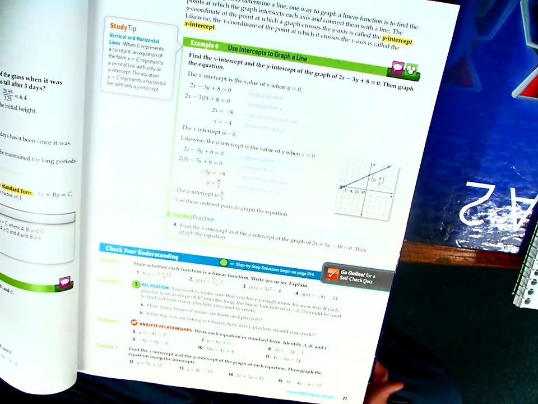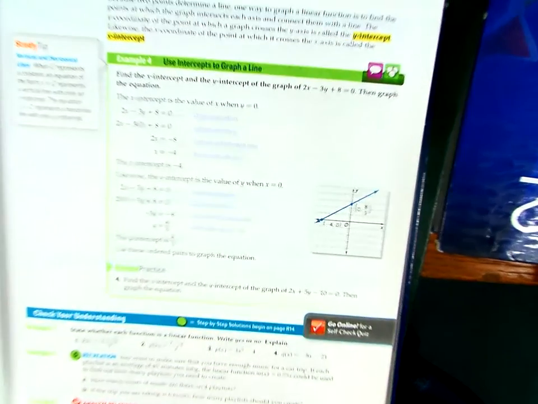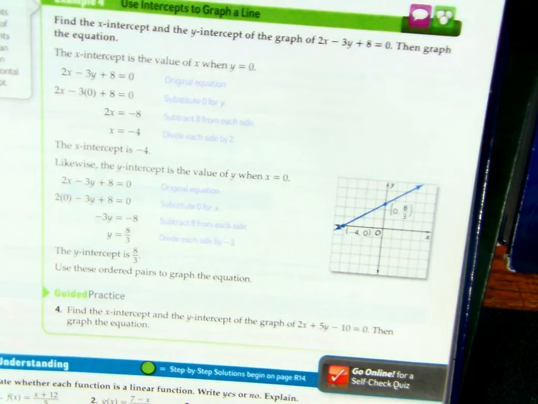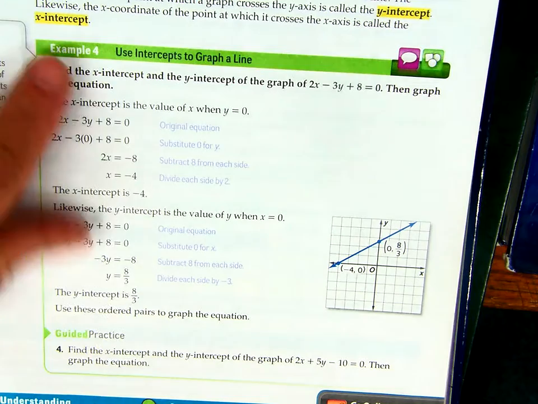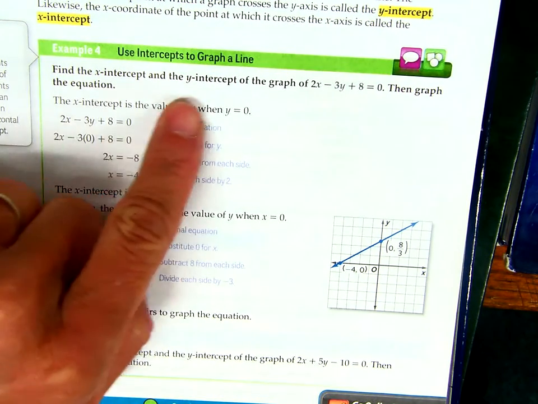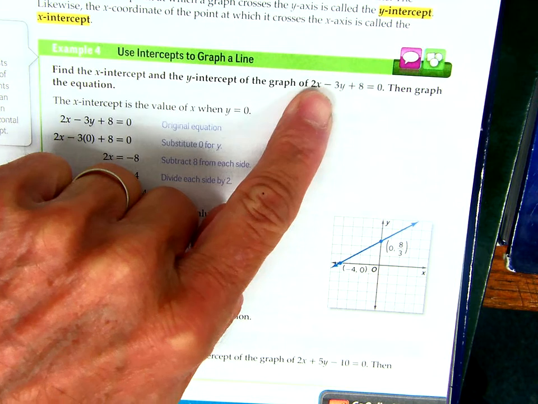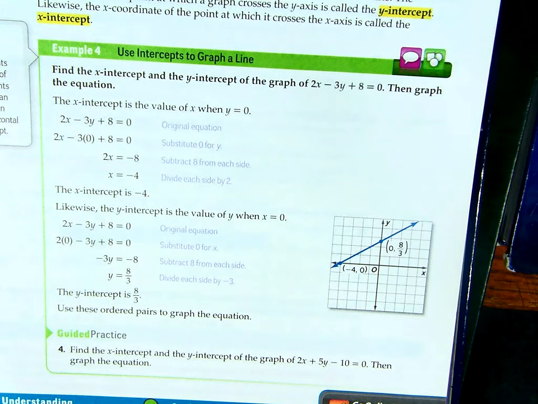One of the reasons why we change equations to standard form is for the purposes of graphing, or discovering what the zeros and the roots are. The x-intercept, the y-intercept. So on page 71, in example number 4, use intercepts to graph a line. Find the x-intercept and the y-intercept of the graph 2x minus 3y plus 8 equals 0. Then graph the equation.